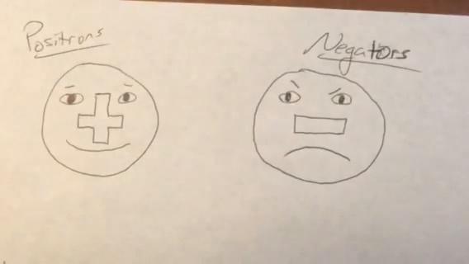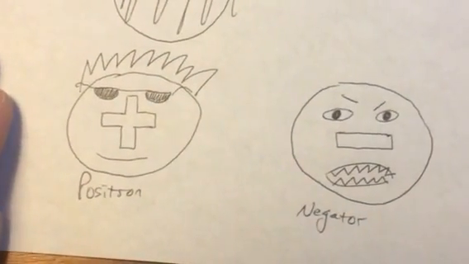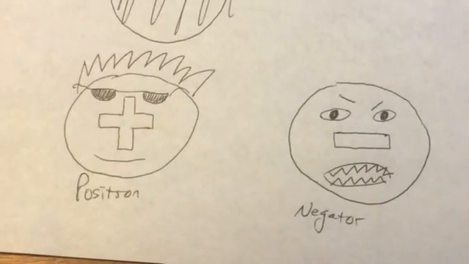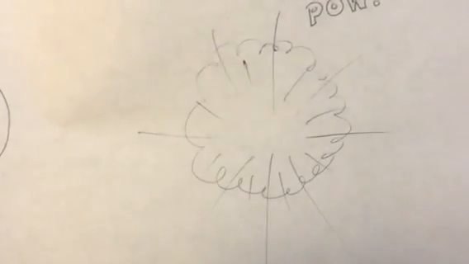So, pardon the goofy drawings, but the positrons and the negators are sworn enemies. They never work with each other. They only work against each other, and they do battle, right? One positron and one negator single each other out, go one-on-one against each other, and then, completely canceling each other out, they explode.